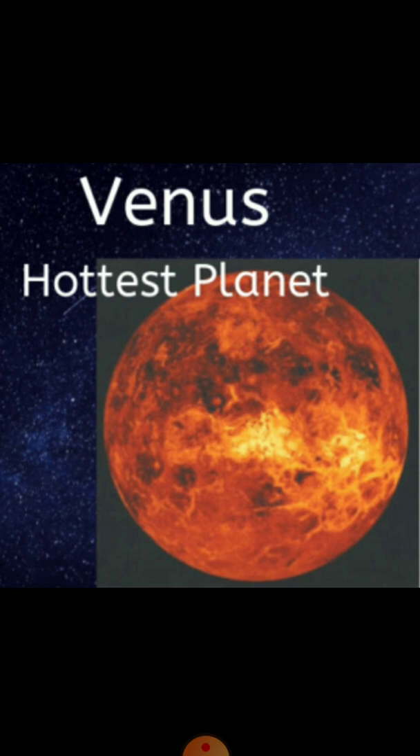Venus. Venus is the brightest planet in the night sky and so it is called the evening star. Its atmosphere is mainly made up of carbon dioxide. It is the only planet that rotates in the clockwise direction. An interesting fact to note is that a day on Venus is equal to 243 Earth days.